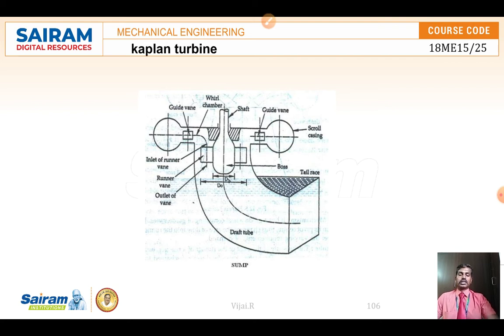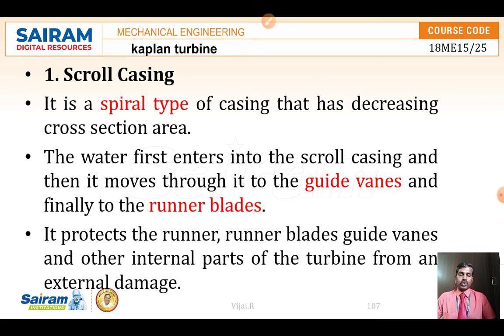This is the logic behind it. Let me see one by one what the casing is, what the parts are, and how it functions. A scroll casing is a spiral type of casing with a decreasing cross section. The water enters the scroll casing from the water inlet and flows in a decreasing area. The guide vanes on the runner blades are present inside, and through the guide vanes the water enters the runner blade. The guide vanes guide the water to flow at a proper flow rate.